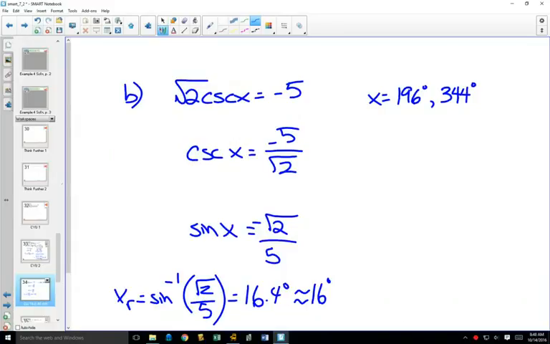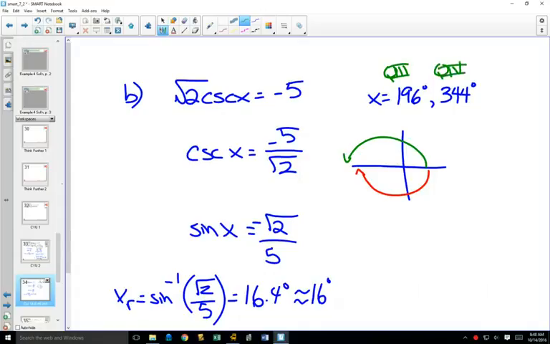Now, the domain that was given said go from negative 180 to 180. So that means we want to go from 0 to 180 in the negative direction and 0 to 180 in the positive direction. Can you see that our two answers right now are in quadrant 3 and quadrant 4? And in quadrant 3 and quadrant 4, we shouldn't have positive ones, because according to the domain, quadrant 3 and quadrant 4 should be negative answers.